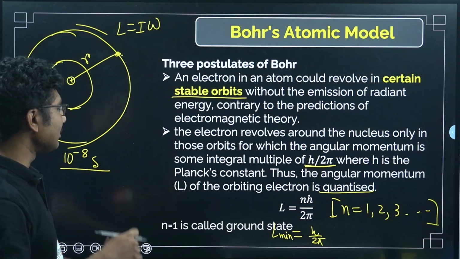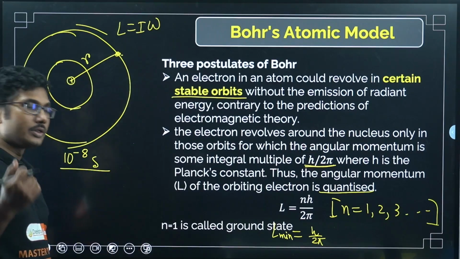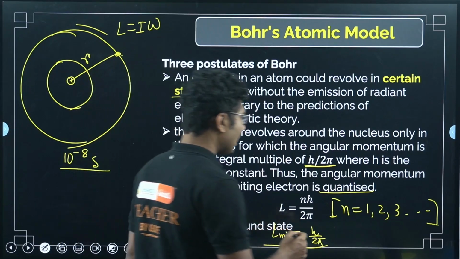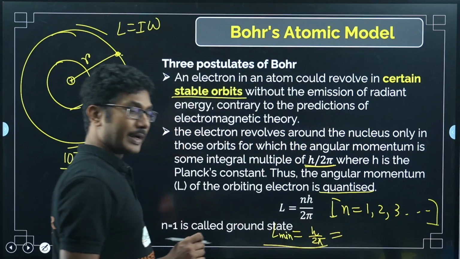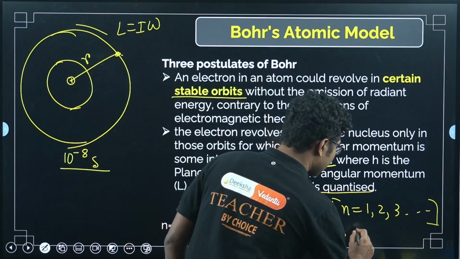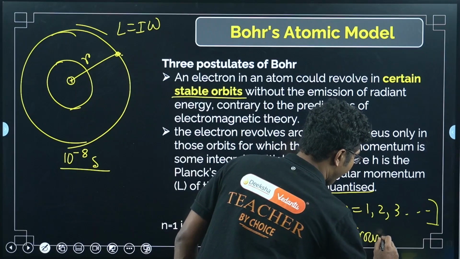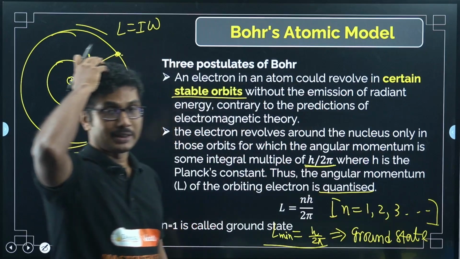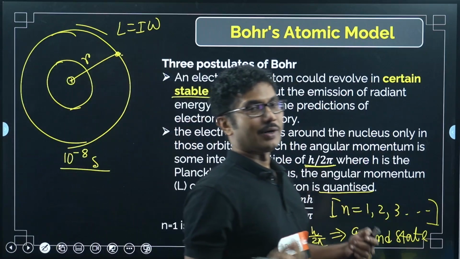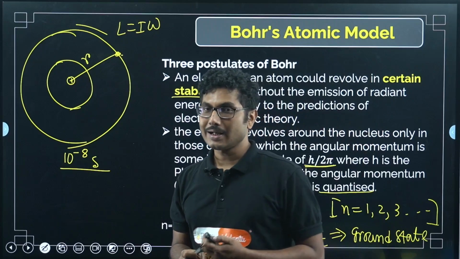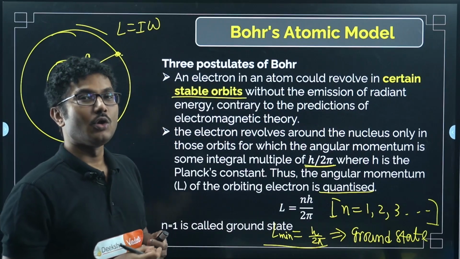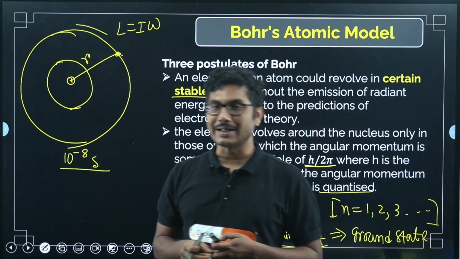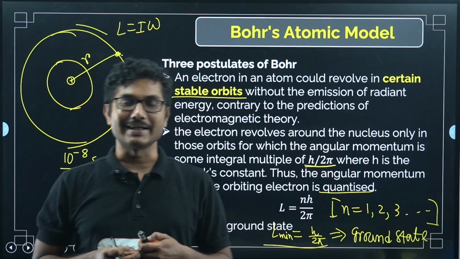Here n equals 1 is called the ground state. So L minimum is for the ground state, the minimum orbital angular momentum. This is the ground state. What is the meaning of ground state? There are a few states where the electron has the lowest possible angular momentum, that is called the ground state. Any state other than the ground state is called an excited state.